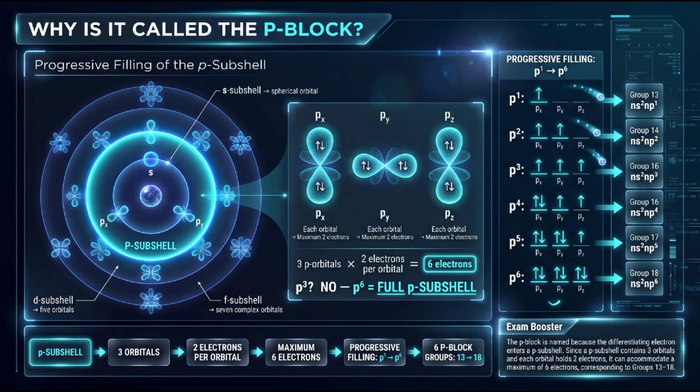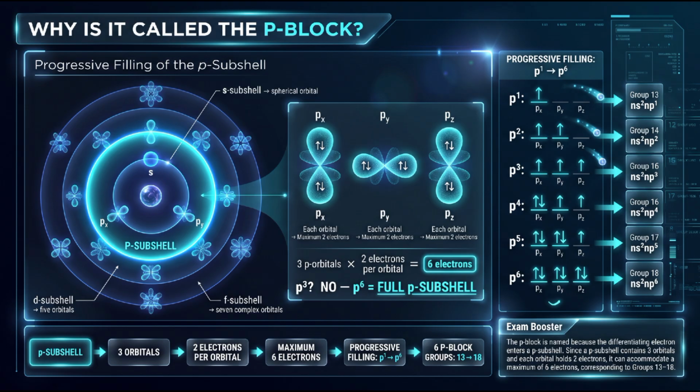The idea of progressive p-subshell filling also explains why there are exactly 6 p-block groups. There are 3 p-orbitals, and each orbital can accommodate 2 electrons. Therefore, the p-subshell can contain 6 electrons in total. The possible filling stages are p1, p2, p3, p4, p5, and p6. These 6 stages correspond to groups 13, 14, 15, 16, 17, and 18. So the 6 groups of the p-block are directly related to the 6-electron capacity of the p-subshell.